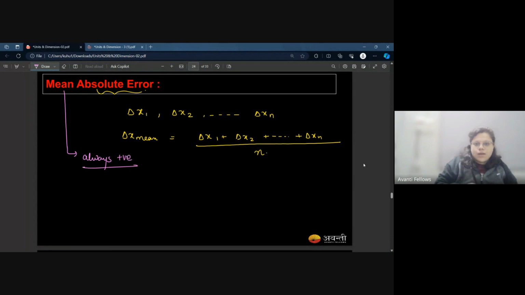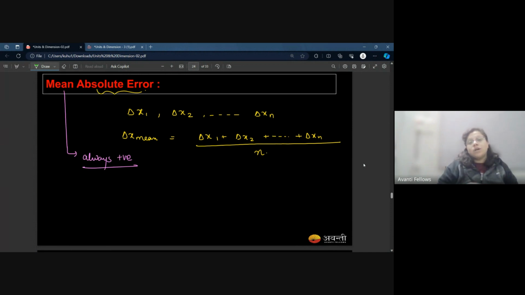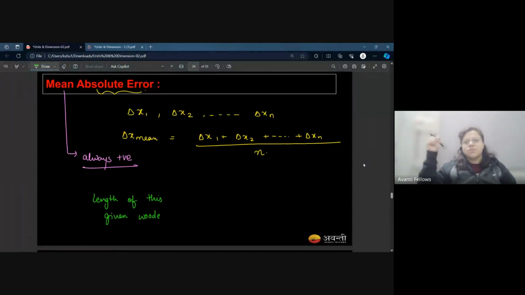This is very important because whenever somebody gives you an experiment and you are supposed to give the result, you will always represent it in mean absolute error. For example, let's calculate the length of a wooden block. You will answer me the length of this given block. I think you maintain an experimental notebook where you wrote the aim, apparatus required, formula, theory, procedure, observation table, calculation, and so on. Are you familiar with that? Yes, ma'am.